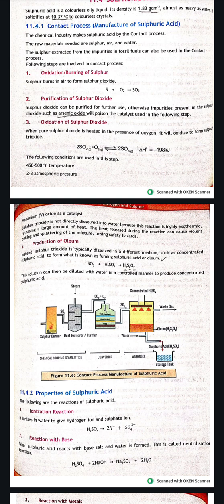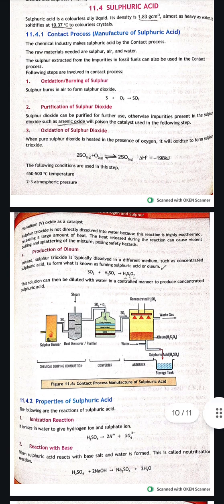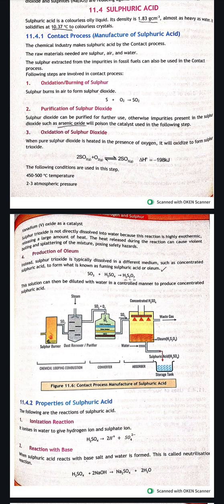Contact process, manufacture of sulfuric acid. The chemical industry makes sulfuric acid by the contact process. The raw materials needed are sulfur, air and water. The sulfur extracted from the impurities in fossil fuels can also be used in the contact process.